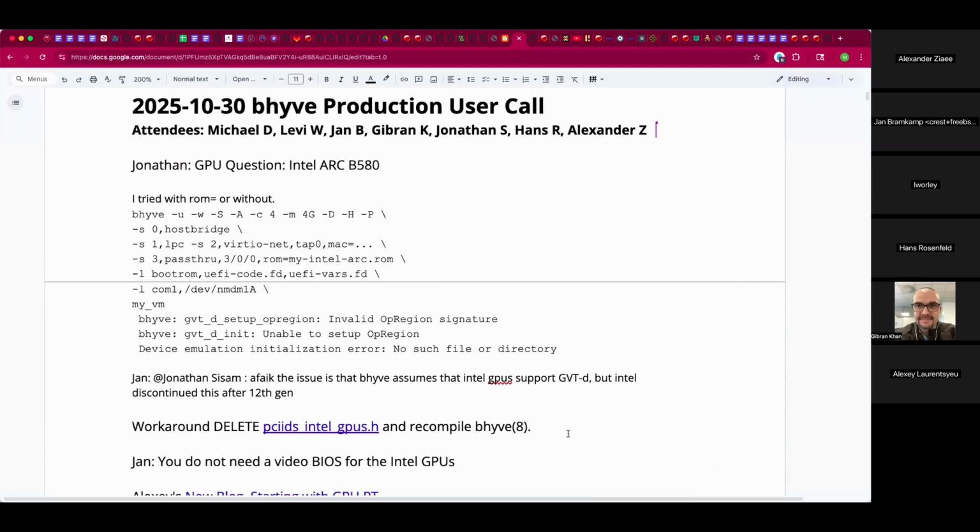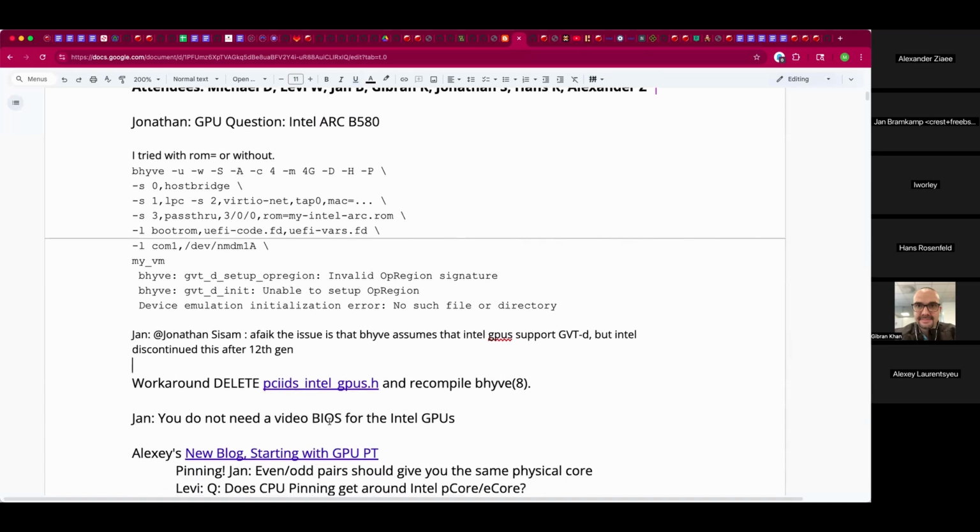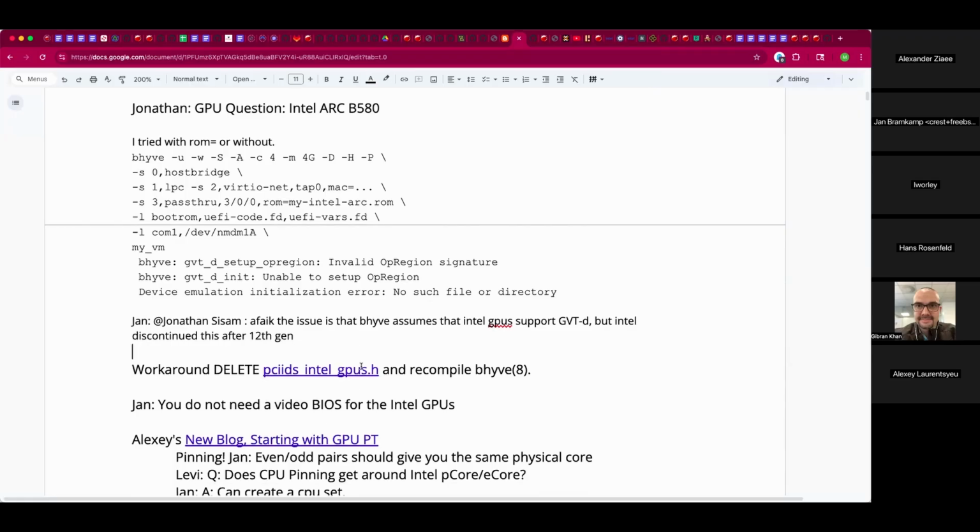I believe it was an Intel Arc B580 card that you have, and you tried passing it through on a machine, and it worked for completely non-SR-IOV. One second, Alexei. And then at an event these last few days, Levi, you found that we just remove this file, recompile the bhyve front end, and boom, it works. Alexei, is there a cleaner fix to this than simply deleting a file?